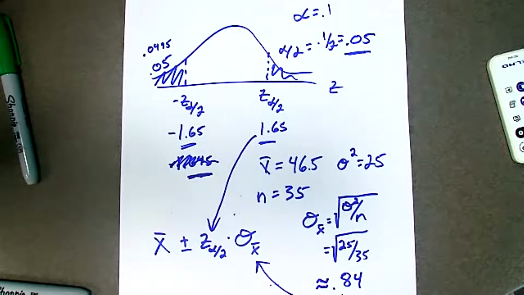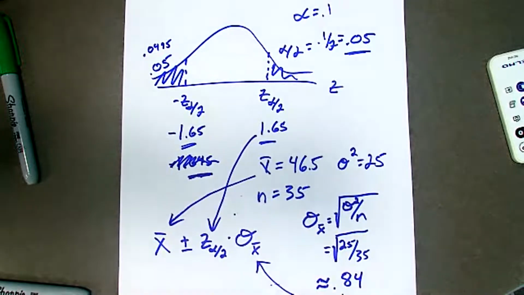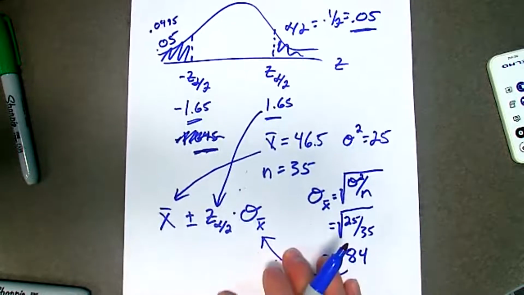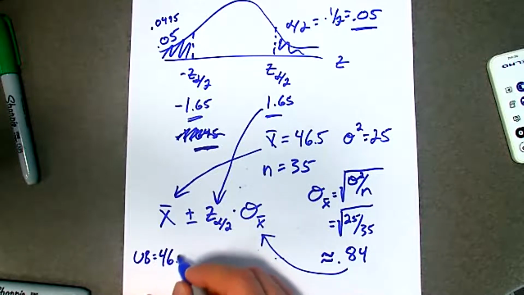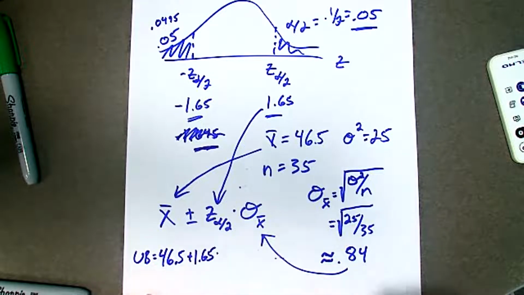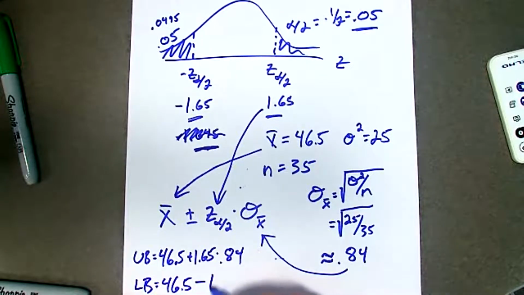I know the z-score, and I have my sample mean. So it's just a matter of plugging my values into that equation. Okay. So for my upper bound, I'll have what? 46.5 plus 1.65 times approximately 0.84. And then for the lower bound, that exact same thing, but I subtract my margin of error.